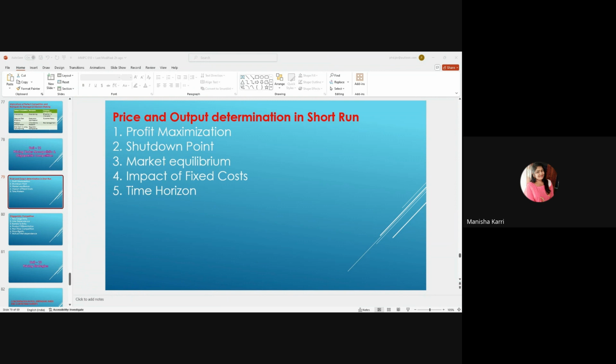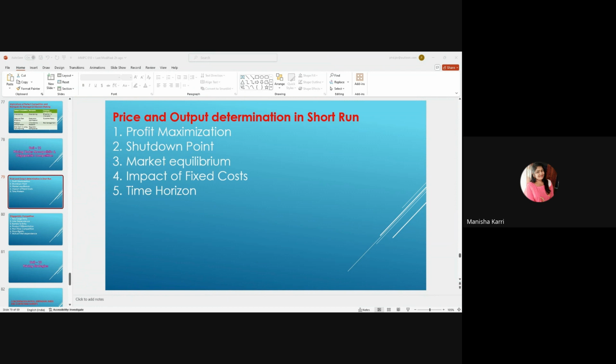Later, market equilibrium. The overall market price and output are determined by the intersection of market demand and supply curves. Individual firms in competitive markets are price takers and will produce where P equals MC as long as it is market equilibrium.